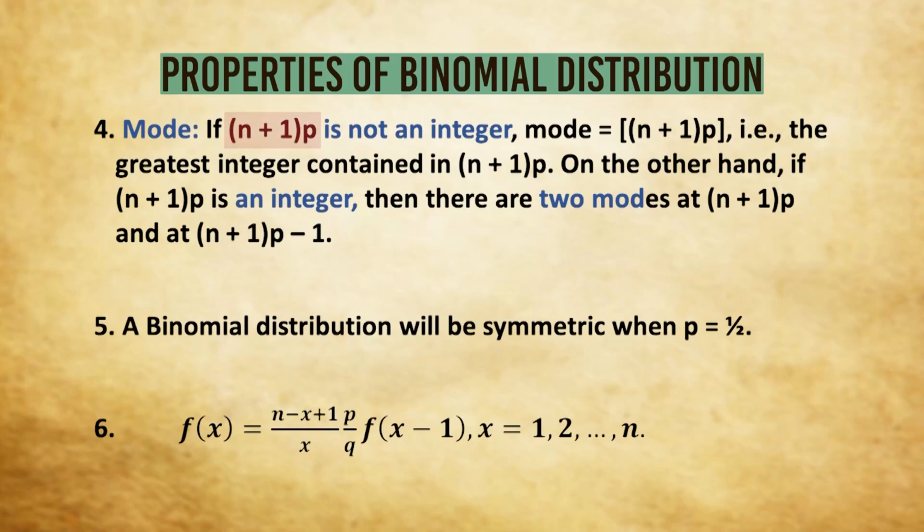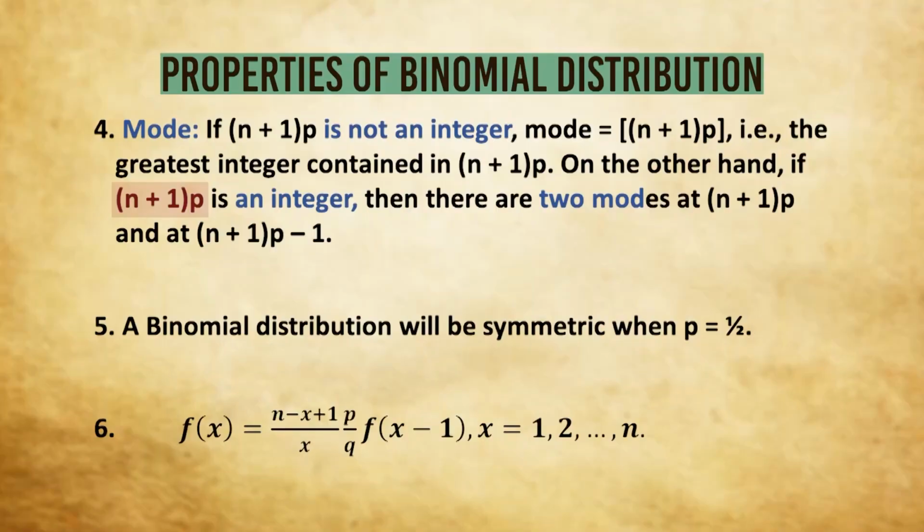One is n plus 1 into p is not an integer. Then the mode will be at box of n plus 1 into p. Now what is box of n plus 1 into p? The greatest integer contained in n plus 1 into p. That means if n plus 1 into p is say 9.2, then box of n plus 1 into p will be 9. On the other hand, even if n plus 1 into p is say 9.9, then also box of n plus 1 into p will be 9. So it is not the rounded off value, it is the greatest integer contained in a particular quantity.